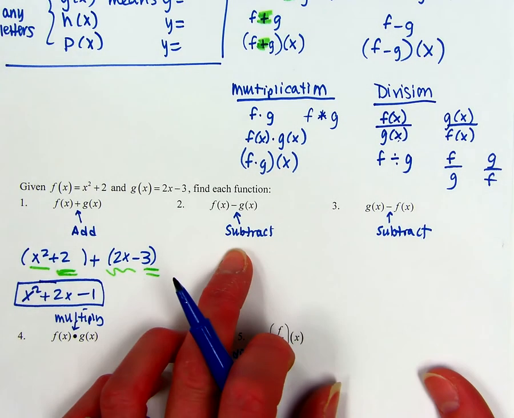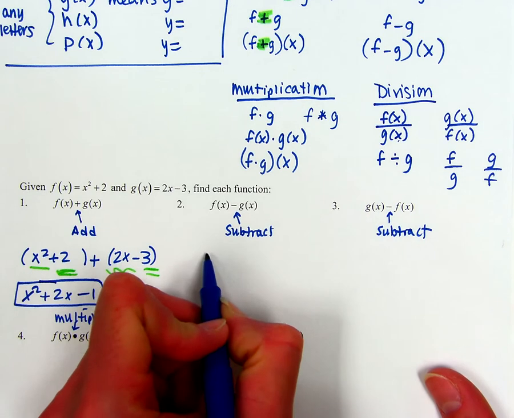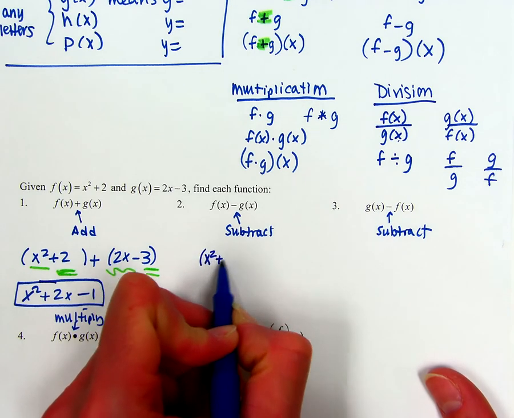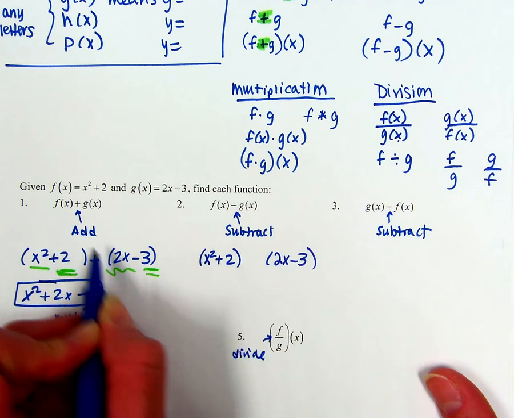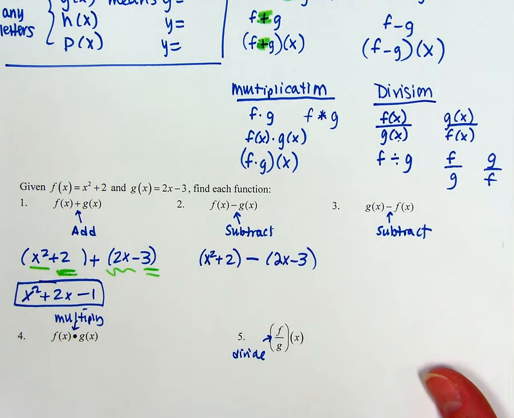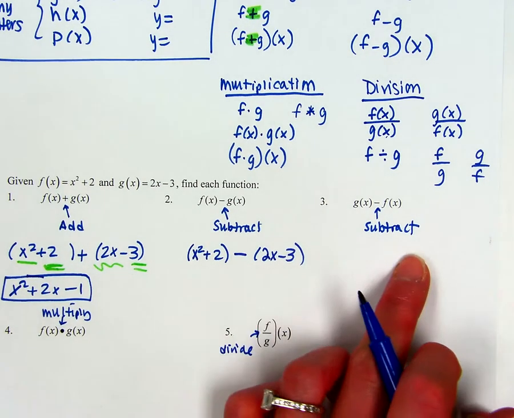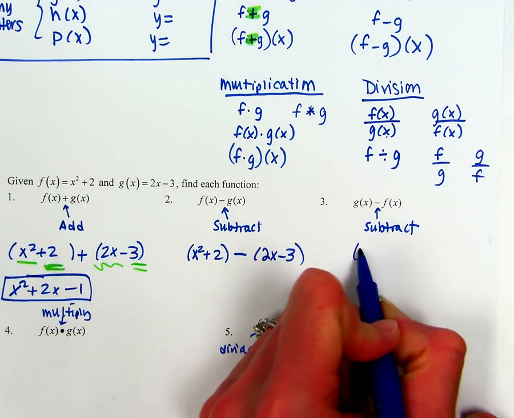This one wants you to do this exact same thing. We want to take f of x, and we want to take g of x, which is 2x minus 3. But instead of adding, now we're subtracting. Okay, now remember what I said. Question 3 is the same thing, except they want you to do it in the other order.